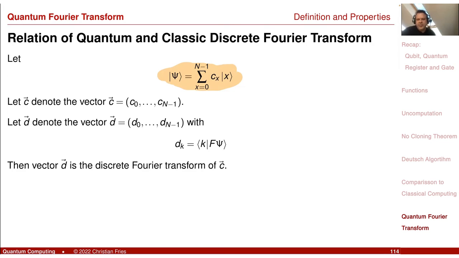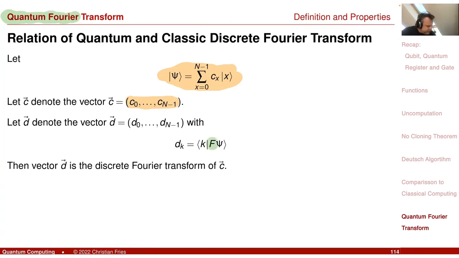And now I interpret these c_x as the input sequence of my Fourier transform. So this is here my vector C, that is then associated with the input sequence to the Fourier transform. And then I apply now my quantum Fourier transform. So I apply my quantum Fourier transform F to this state psi.